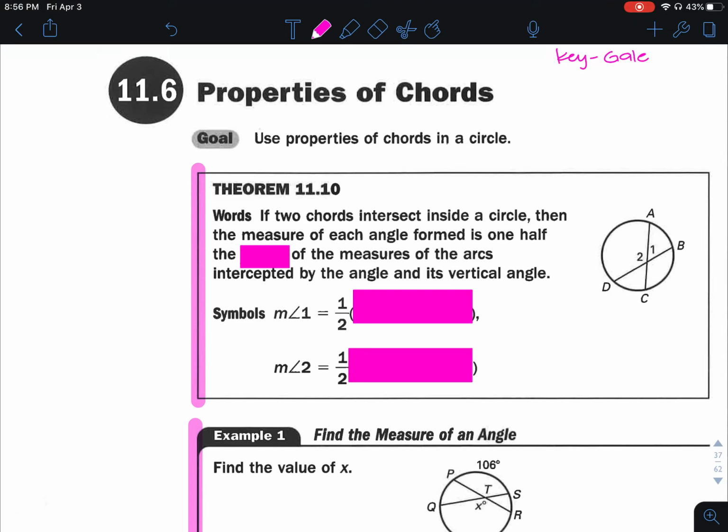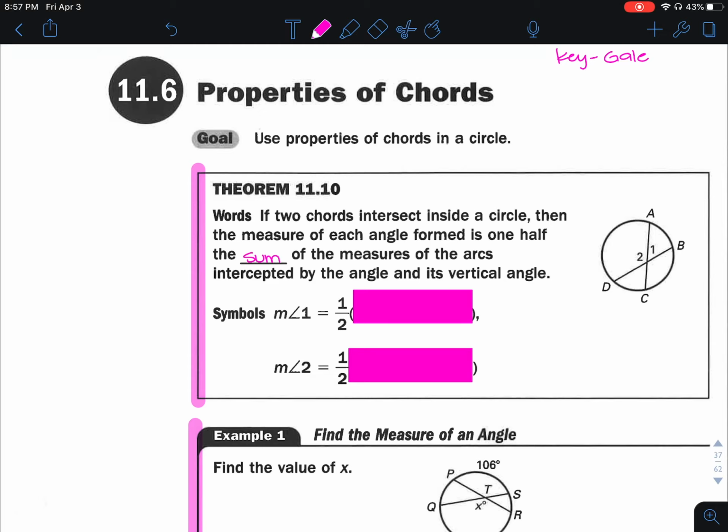All right, let's talk about theorem 11.10. If two chords intersect inside a circle, then the measure of each angle formed is 1/2 the sum of the measures of the arcs intercepted by the angle and its vertical angle. I know that was a lot of words, but don't worry, we'll get to what that means.